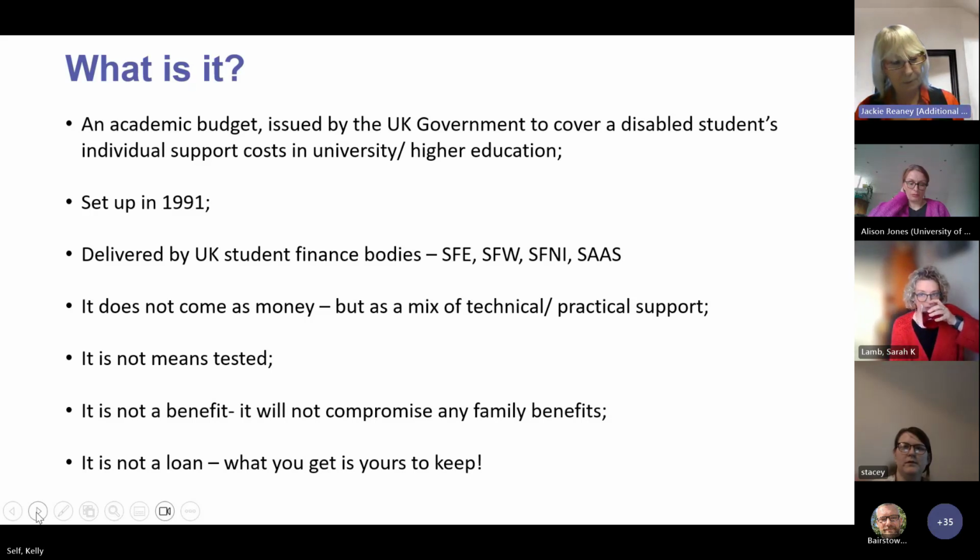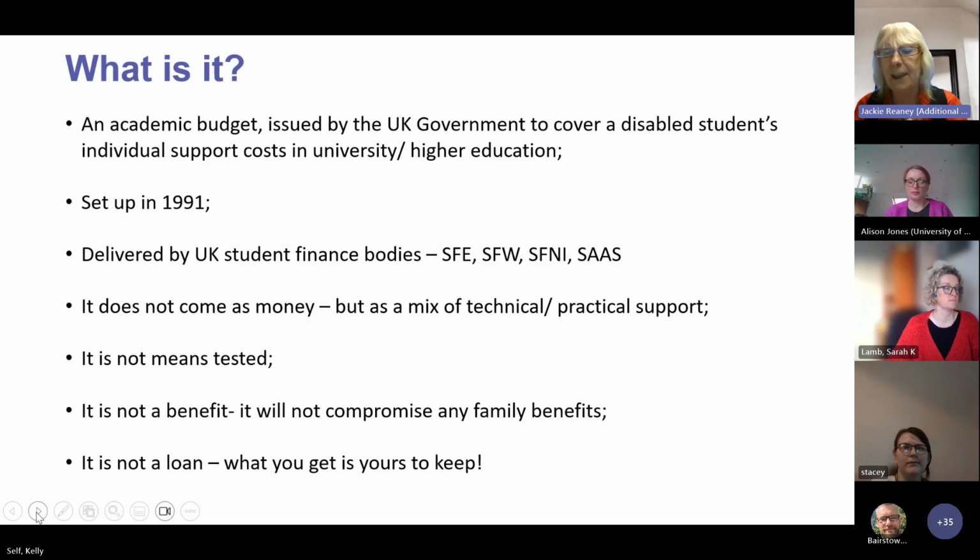I'm just going to try and switch that poll off from my screen. There it is. Student Finance England, Student Finance Wales, Student Finance Northern Ireland, and the Scottish agency as well. So those agencies who are responsible for delivering your government student loan funding, they're the ones who are the gatekeepers for the DSA. It doesn't come as money. It sounds like an allowance of money, but it isn't.